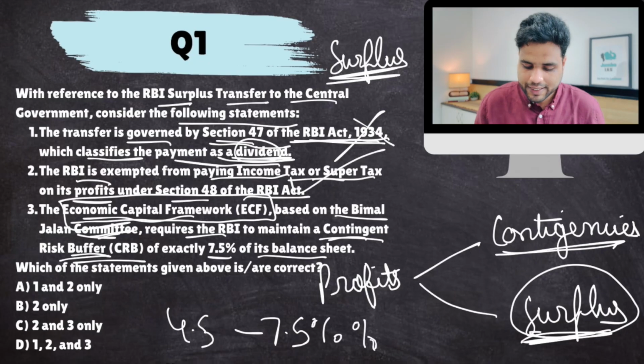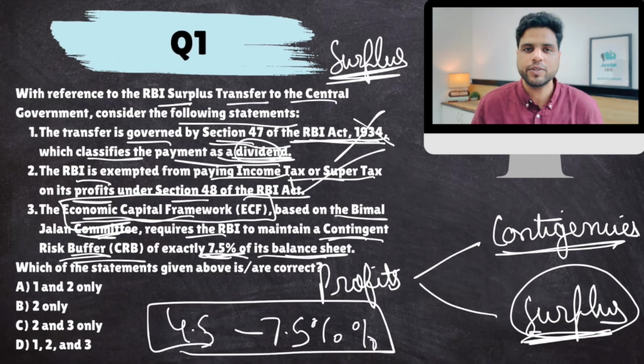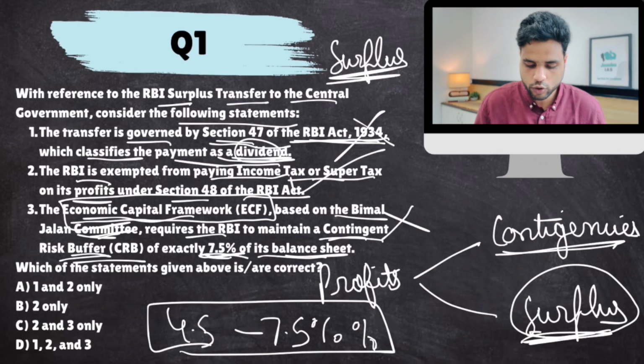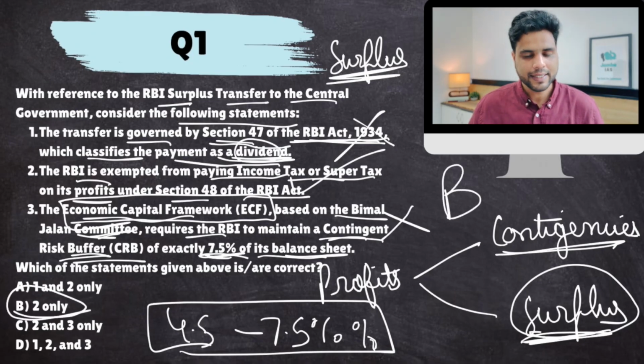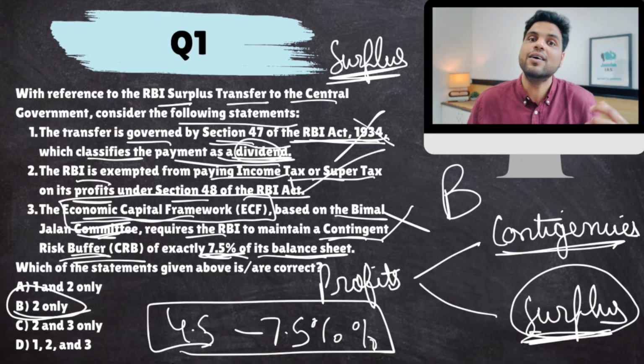Okay, not exactly 7.5% of its balance sheet, 4.5 to 7.5%. So there is a range. Bimal Jalan Committee was not rigid, they gave a range. Hence, this statement is also false. The answer would come out to be B. Alright? Okay. Now, through the next MCQ, you will understand how RBI earns money.